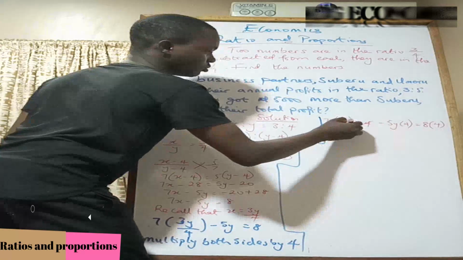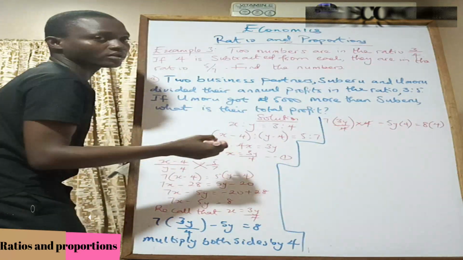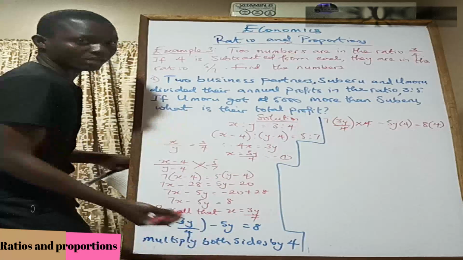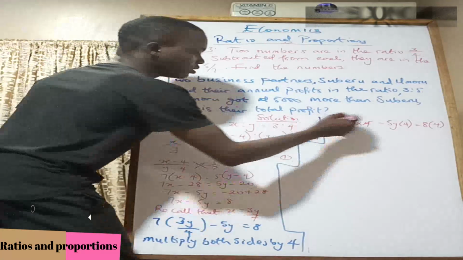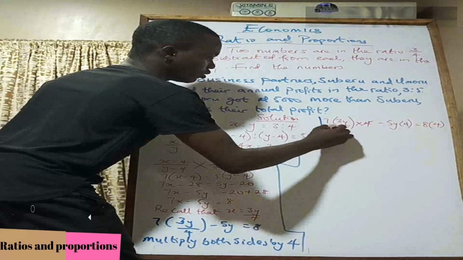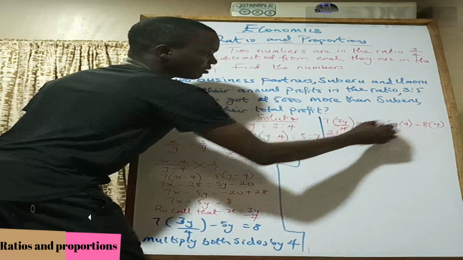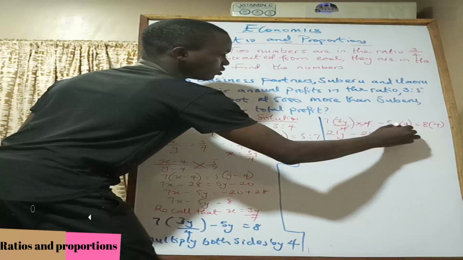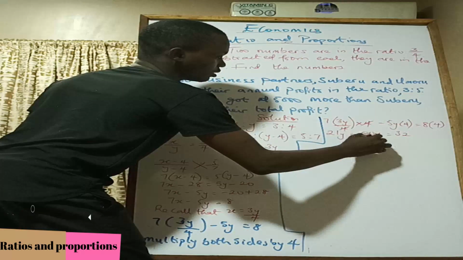I just want this to remove this. So if this had been over 5, then I would have multiplied through by 5. Like others, let's go and find the LCM. I just prefer this one straight up. Now this is 7 times 3y is 21y, minus 5y times 4 is 20y, and 8 times 4 is 32. So from here y equals 32.